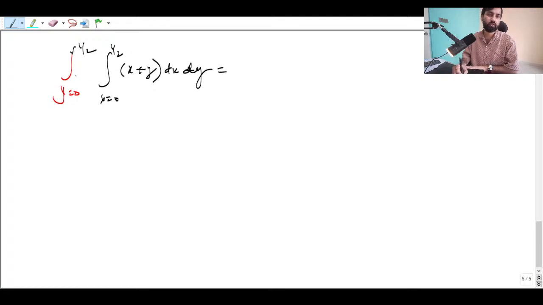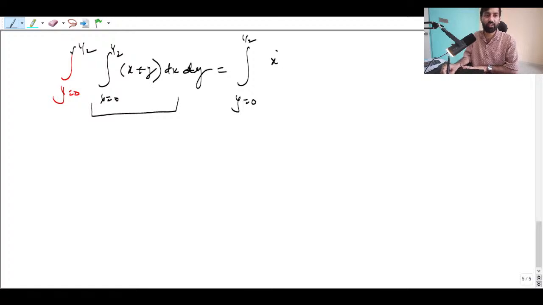So now what we can do here is, as long as the limits of integration are constant, you can perform integration in any sequence you like. But I'm just going to perform integration over x first, keeping y as constant.